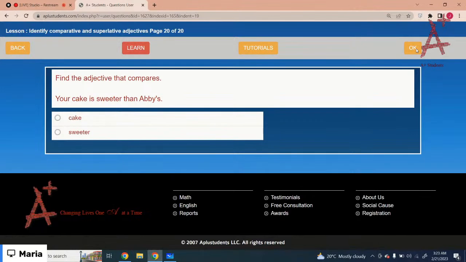Your cake is sweeter than Abby's. So which is the correct option? Cake or sweeter? The correct option is sweeter. Got it?